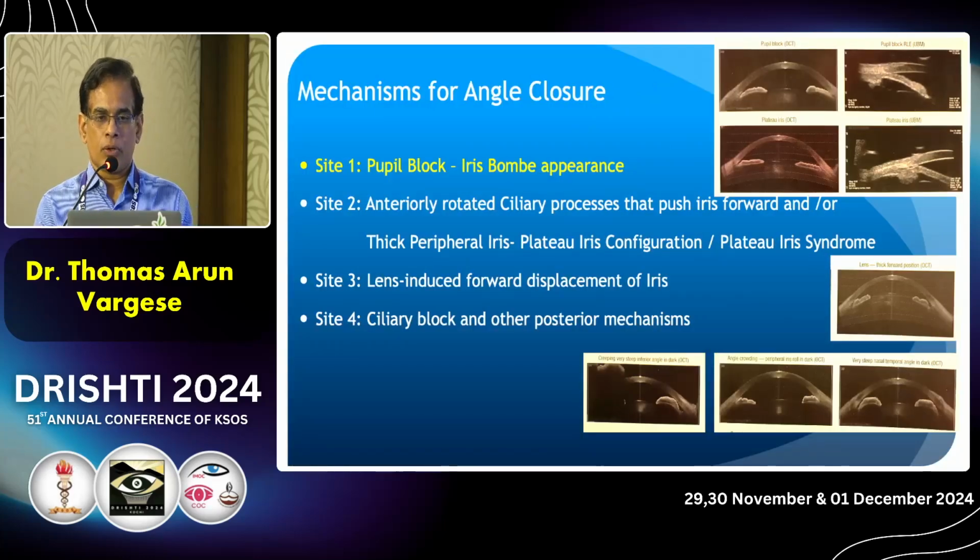The mechanism of angle closure, as you know, YAG-PI really only helps in the case of pupil block or relative pupil block, where you have an iris bombé-like appearance. But there can be other mechanisms like plateau iris configuration, lens-induced or lens factors, and ciliary block and posterior pushing mechanisms. So really, YAG-PI does not help in these. It's mainly in the case of pupillary block.